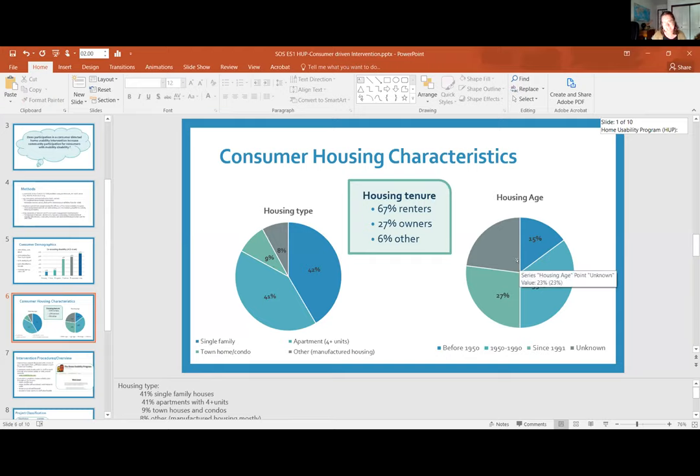Anyway, the second pie chart is housing age. Most homes that folks were living in were built between 1950 and 1990. That's 35% of the share. And then we had 15% built before 1950, 27% built since 1991, and then the remainder of folks didn't really know when their house was built.